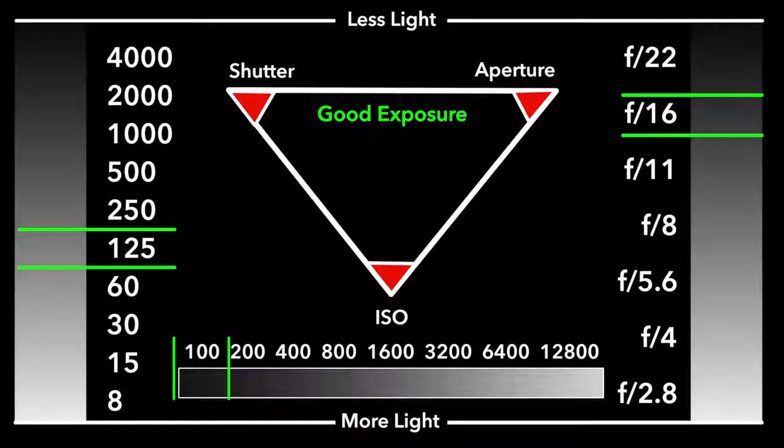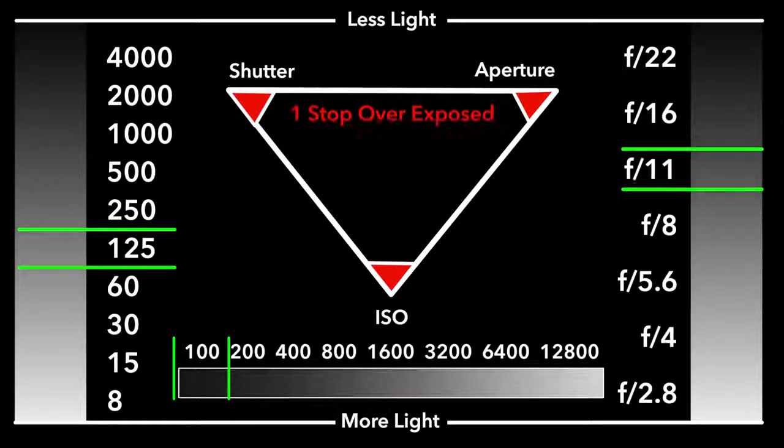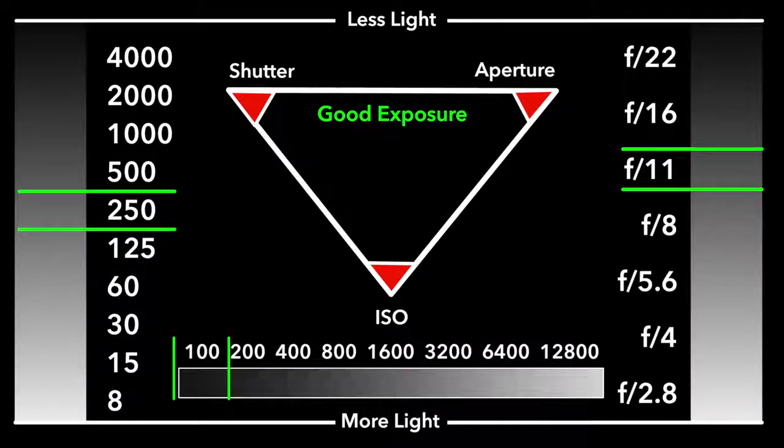So if I take my aperture and I change it to f11, now I'm letting in one stop more light, and things are out of balance. I'll be overexposed, and so I need to change my shutter speed to 250. That's one stop, and now things are in balance again. I'll go to f8.